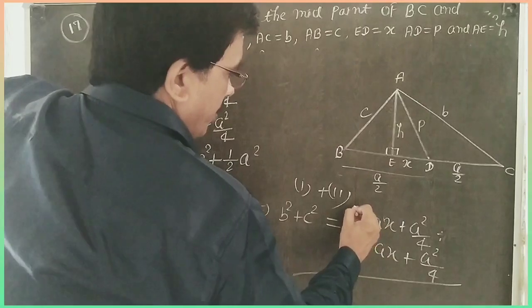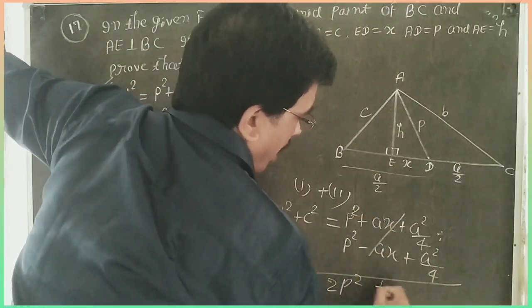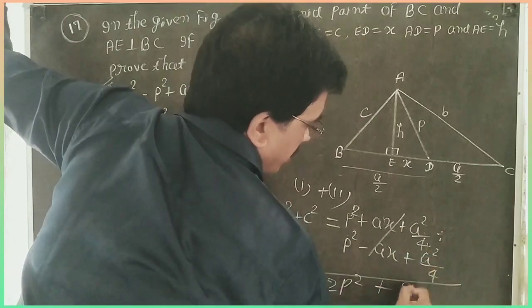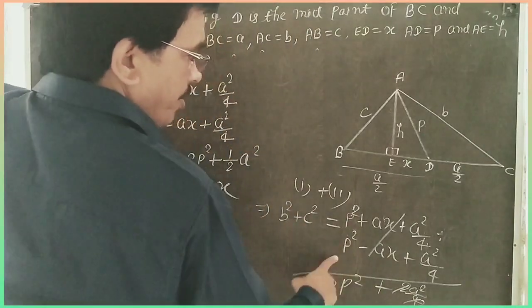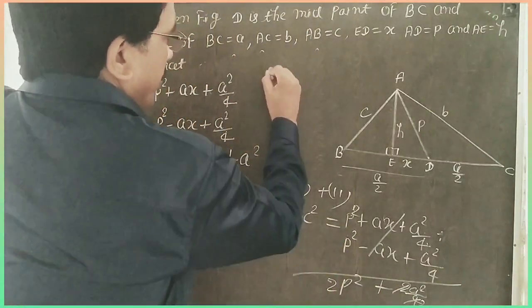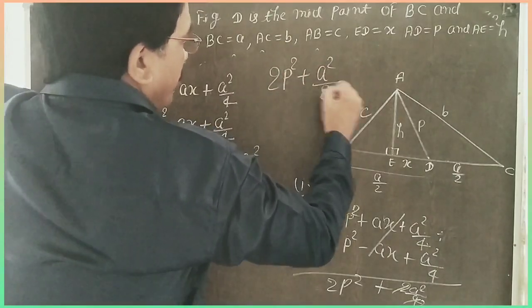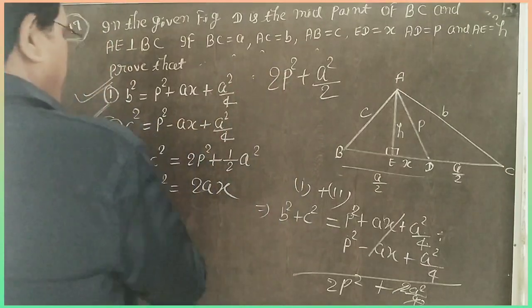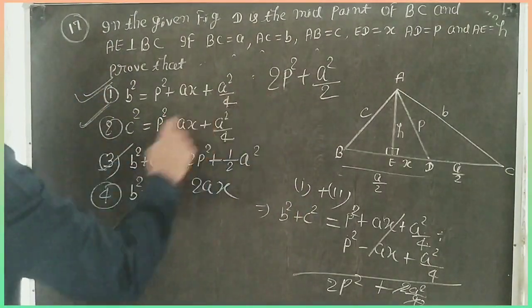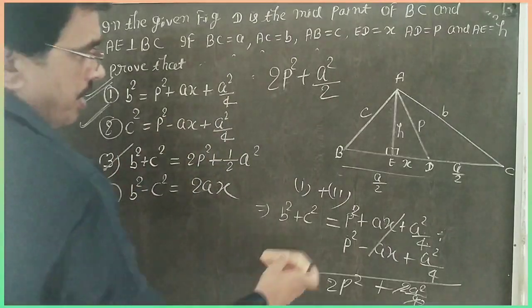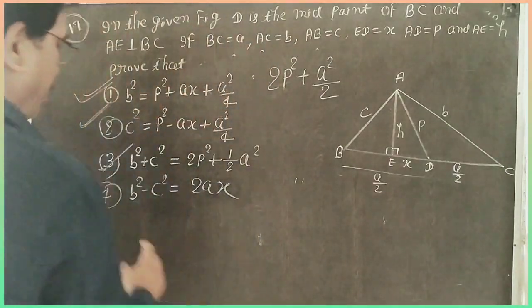When you add it, then you get 2p square, ax is cancelled, and a square by 4 plus a square by 4 is equal to 2a square by 4, that is a square by 2. Then when you add it, you get 2p square plus a square by 2, and it is equal to b square plus c square. Then add these 2 equations, then you get the third. Similarly, when you subtract these 2 equations, then you get the fourth.